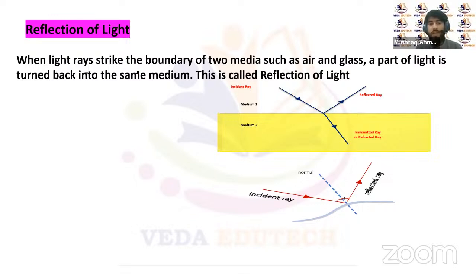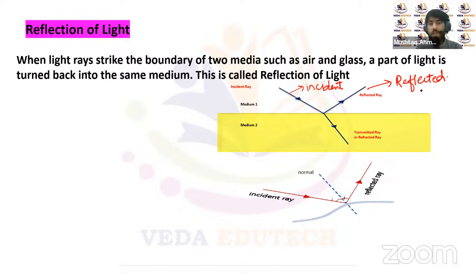When light rays strike the boundary of two media, for example air and glass, a part of the light is turned back into the same medium, and that turning back of light into the same medium we call reflection. This ray we call the incident ray, and this ray we call the reflected ray. So the bouncing back of light into the same medium upon interacting at the boundary or interface of two mediums is called reflection.